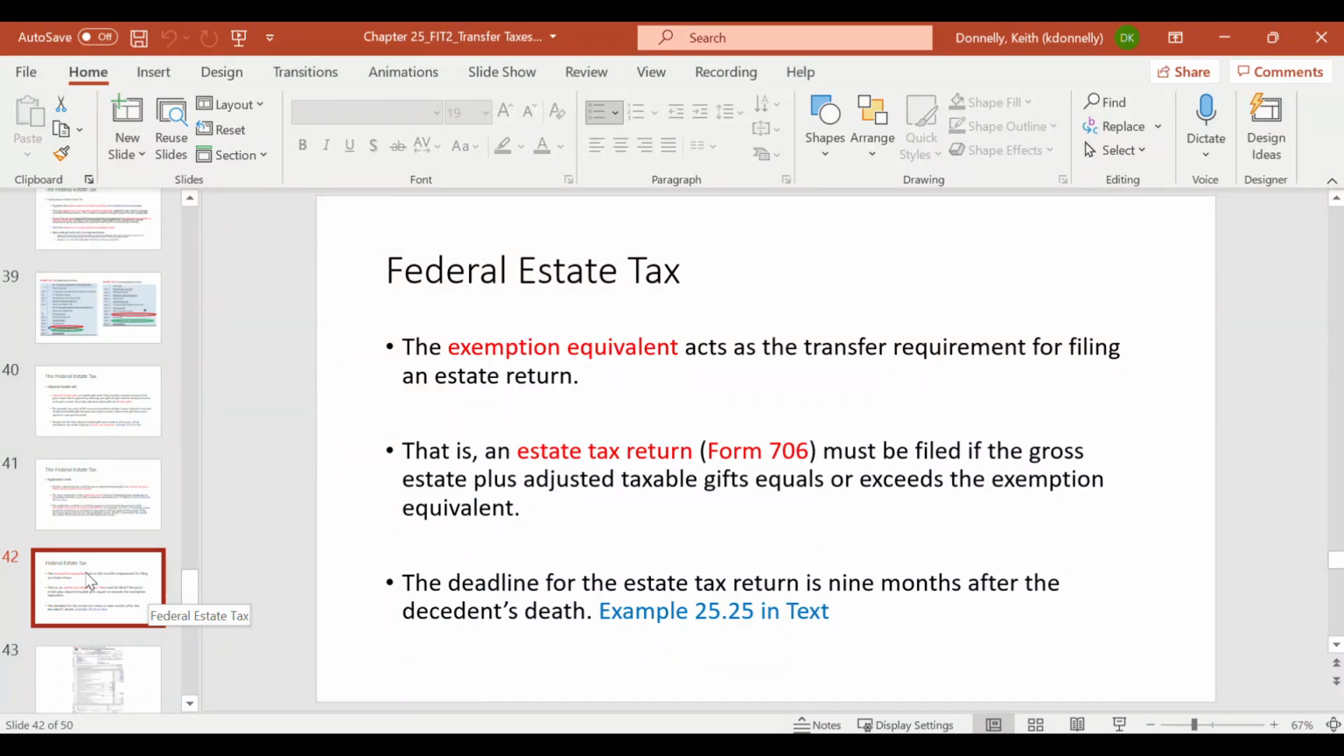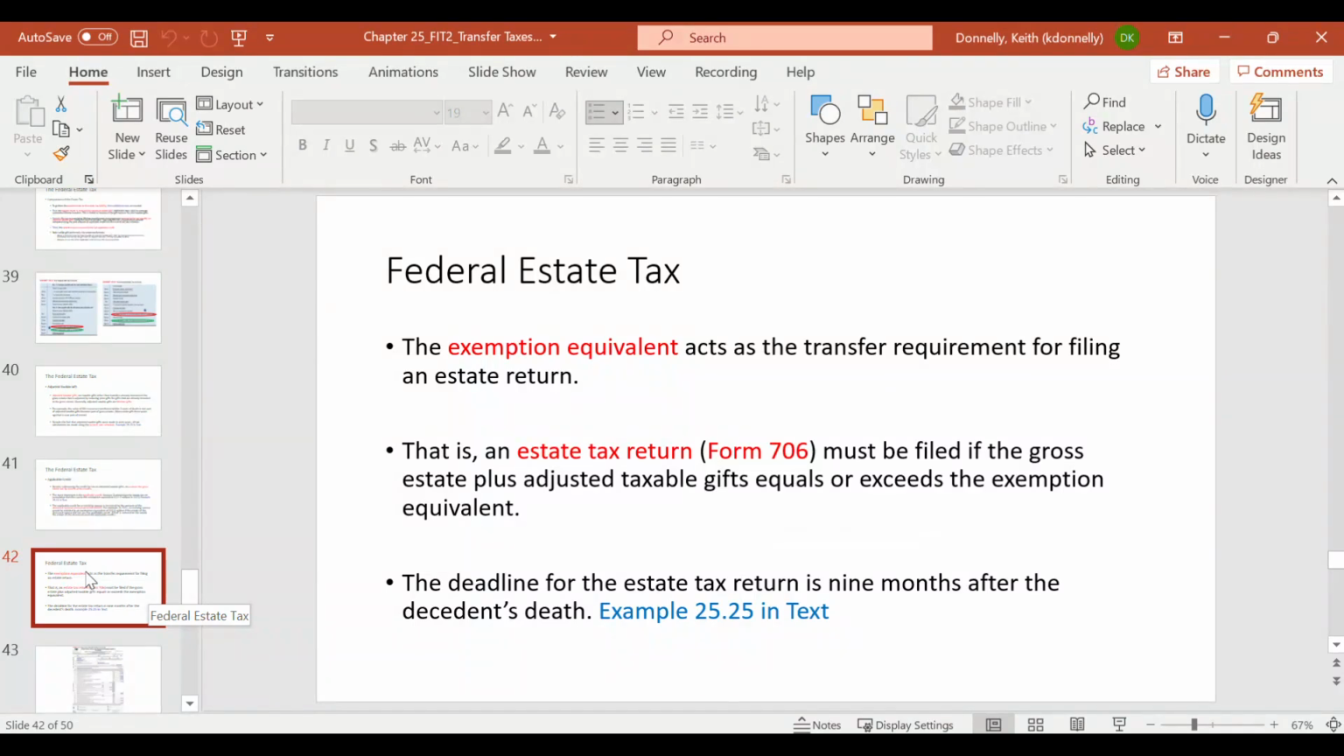So we know what's going on here is you die on day one, whatever it is. Generally, we're going to look at the fair market value of your property at that date on day one. That's included in your gross estate.